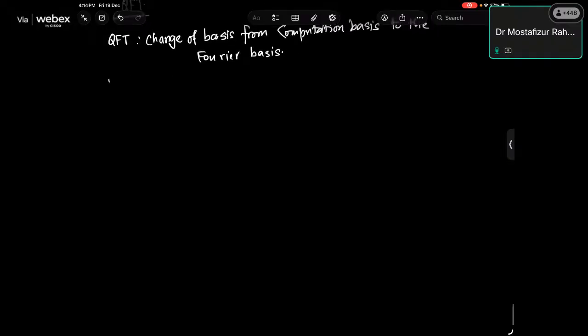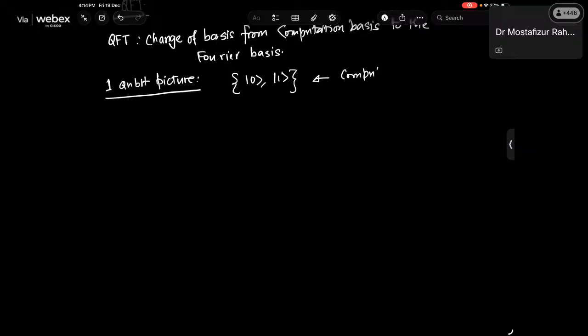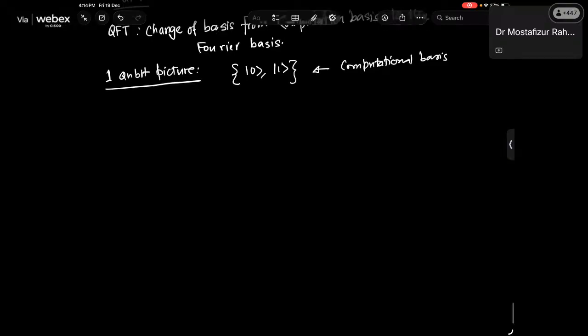So first let us look at the 1 qubit picture. In 1 qubit, the computational basis are ket0 and ket1. This is our computational basis. And the Fourier basis is plus and minus.